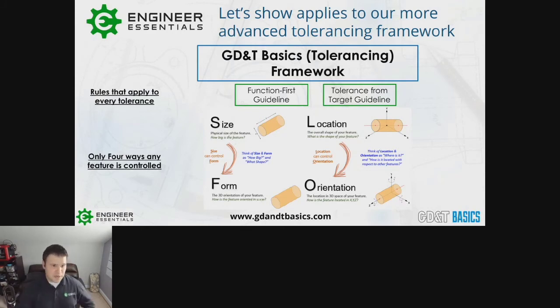The other thing about our chart, the reason we drew it this way, is size and form has nothing to do with datums or other features on the part, and location and orientation exclusively deals with where and how it's oriented to other features on the part. And that's why we drew our framework this way. So again, this is my little GD&T spiel in 5 minutes of how the basics of a 350-page standard all boil down to kind of simply here.